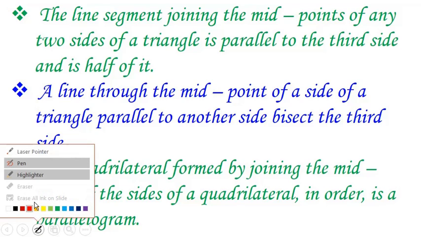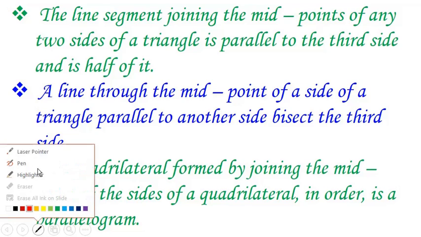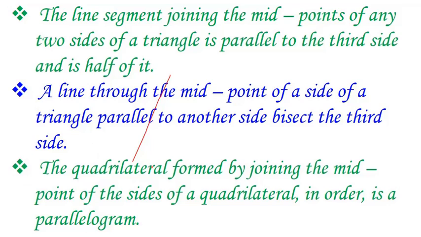So the figure is in this way. This is the quadrilateral. Suppose this is the midpoint of this side, this is the midpoint of this side, this is the midpoint of this side, and this is the midpoint of this side. Now we join all of them. So we join this one, this one, this one, and this one. So it is a quadrilateral, and this quadrilateral is a parallelogram.